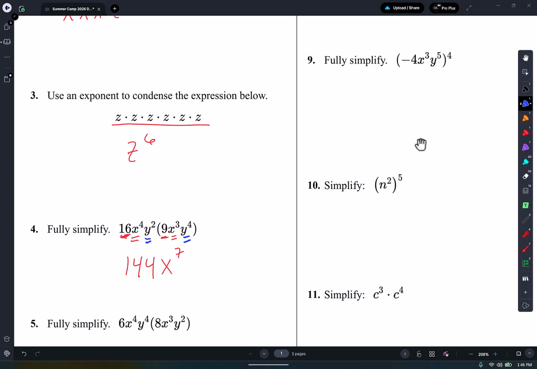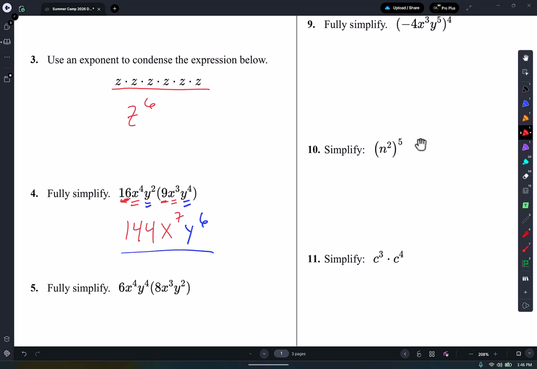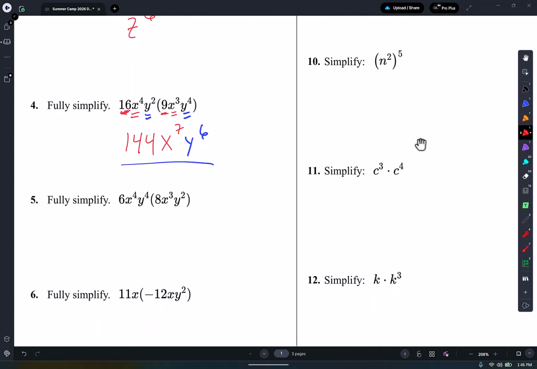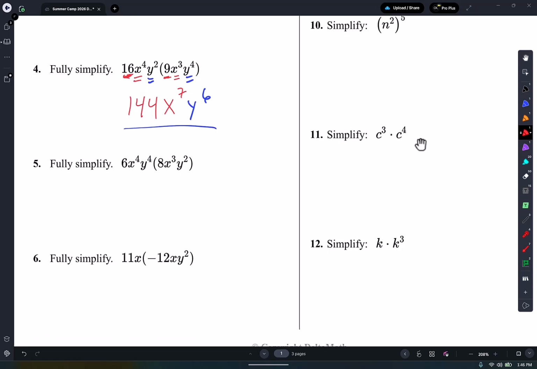What's y squared times y to the 4th? There it is. It's all a product. Pretty easy, guys, nothing crazy. Right, yeah, and stop me if I'm going too fast, or if we need some better explanation.